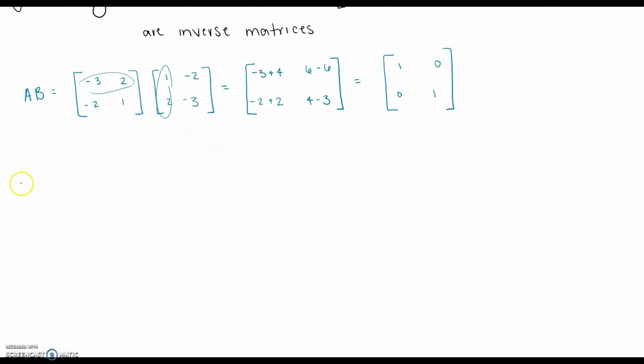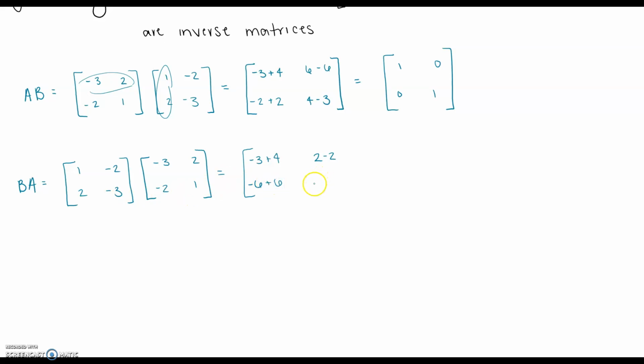So it works for AB. Let's confirm it also works for BA. I'm going to set up my matrix multiplication first, show a little bit of work, and we'll see what happens. Okay, so 1 times -3, -2 times -2, 1 times 2, -2 times 1. 2 times -3, -3 times -2, and then 2 times 2, and -3 times 1.